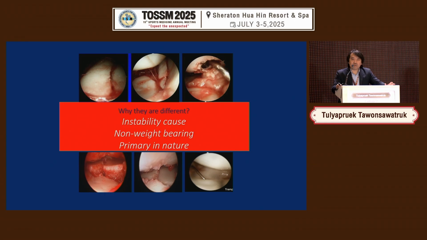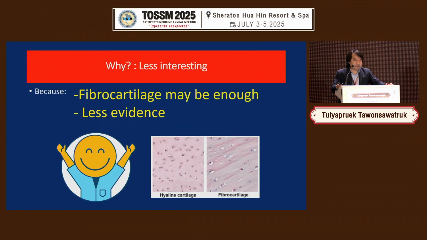And the nature of osteoarthritis here is idiopathic, mostly primary in nature. And why is it less interesting? Because I think the basic tissue is fibrocartilage. You can manage the cartilage in the upper limb by fibrocartilage regeneration. It heals by itself, but the quality of the cartilage is not that good.